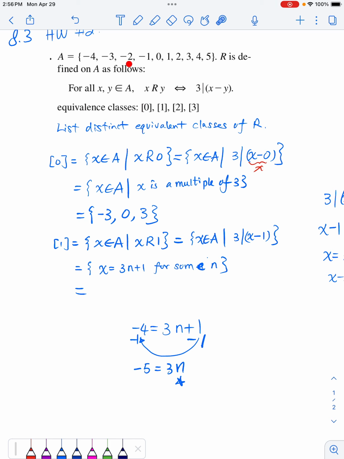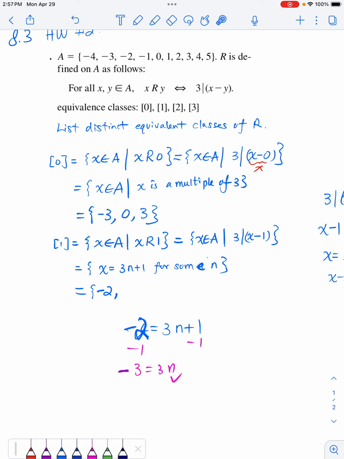Similarly, let's take a look at negative 2. Negative 2 equals 3n plus 1. Subtracting 1, we get negative 3 equals 3n. Sorry, I made a little mistake, this is supposed to be negative 3, right? So therefore n is negative 1. When n is negative 1, we get negative 2. So negative 2 is related to 1.